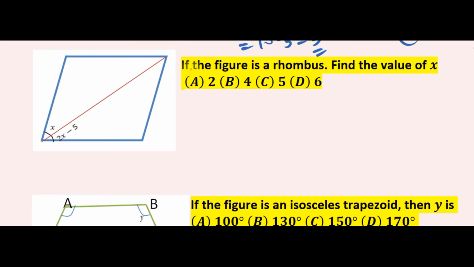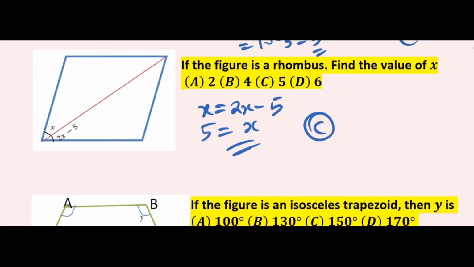We are asked, if the figure is a rhombus, find the value of x. One of the characteristics of a rhombus is that the diagonal divides the vertex angle. See the diagonal, it divides it into 2 congruent angles. So I'm saying x must be equal to 2x minus 5. So x is 5. So our answer is C.